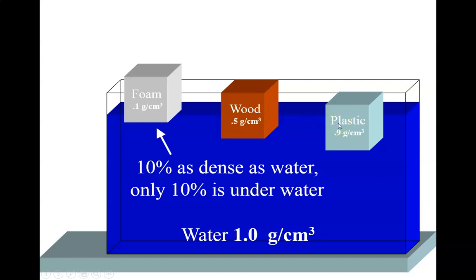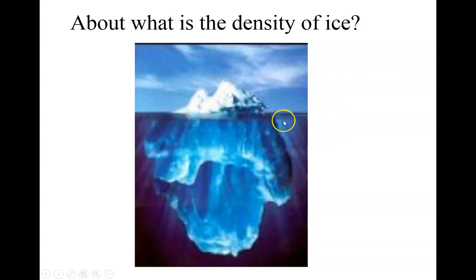So what does this tell you about the density of ice here? It's sunk in almost all the way. So about what fraction of this thing is underwater? Looks like about 90% or so, maybe a little bit more.